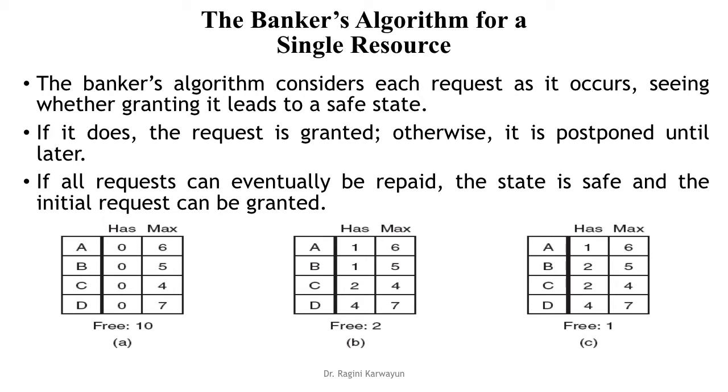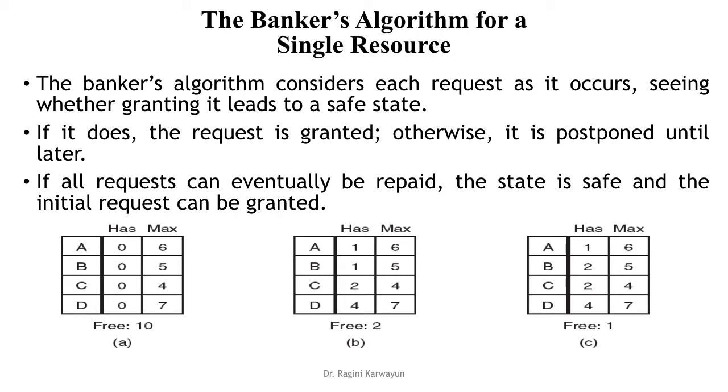So we will be able to finish D then. D will finish off, then the resources will be 6. Then we can finish A, which needs 5 more, and then B, which needs 4 more. So we will be able to finish all the pending requests of all the processes.